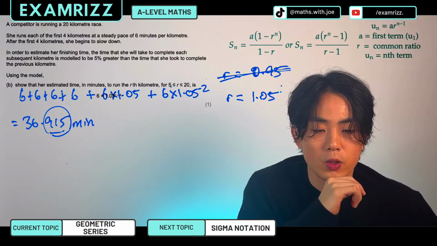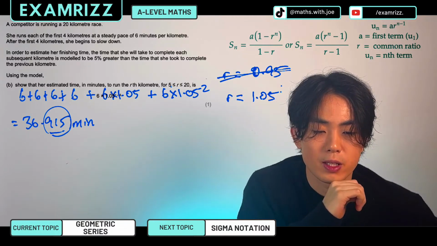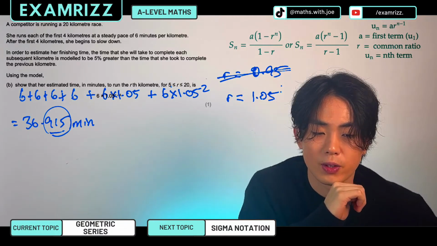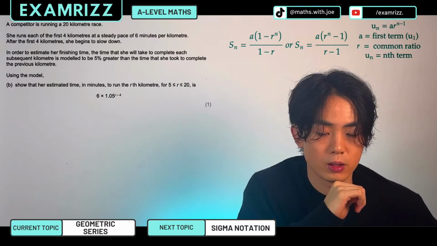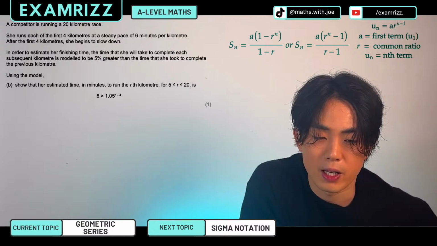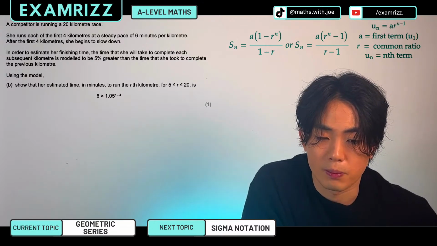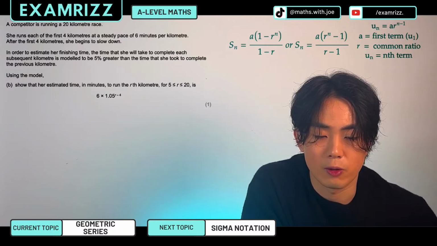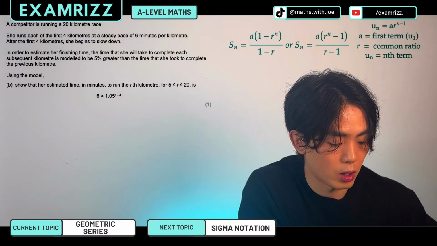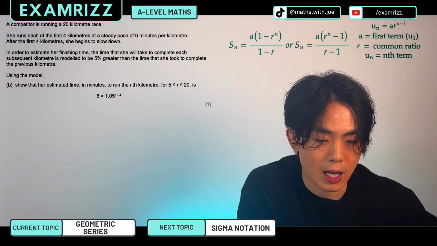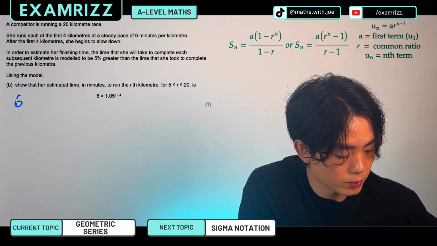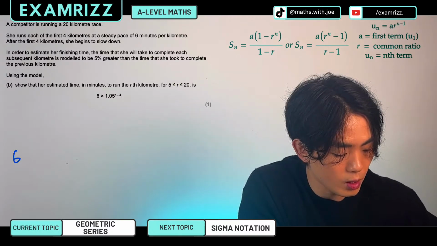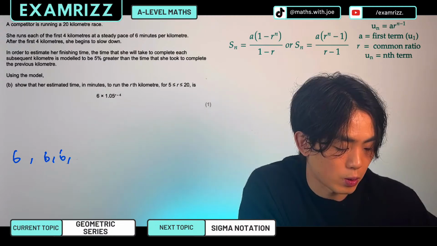Part B: show that her estimated time in minutes to run the r-th kilometer is given by this here, 6 times 1.05 to the power of r minus 4. Right, so let's write out what her time was going to take. First was 6, the second one was 6 as well. So there are 4 sixes, right?